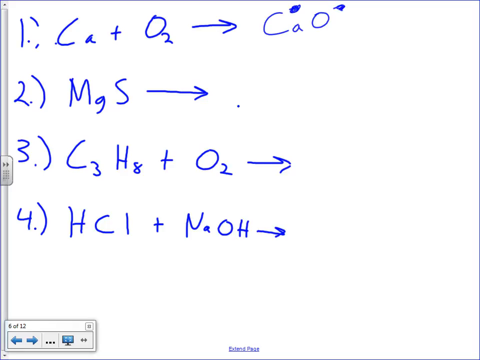Okay, now what? Now I balance the whole reaction. Okay, so I've got 1 calcium, 2 oxygens, 1 oxygen. So big 2 here gives me 2 oxygens, but also gives me 2 calciums. A 2 there will take care of that.